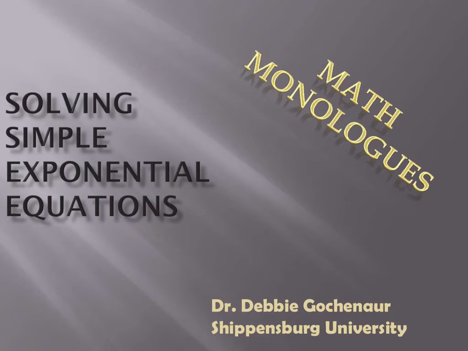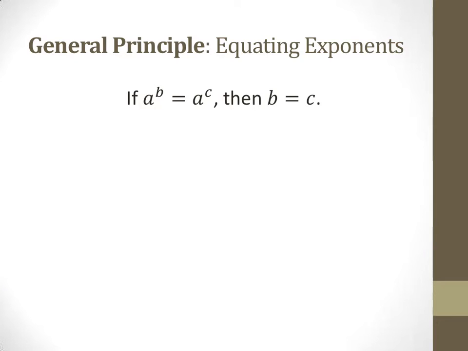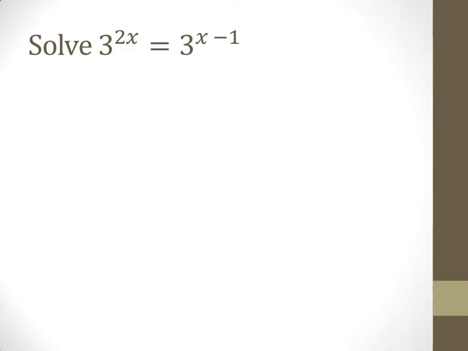Let's take a look at solving simple exponential equations. First, we have a property that says if we have two exponentials equal to each other, where the base is the same, so we have an a for both, then we can set those exponents equal to each other. We call this technique equating exponents. Notice you have to have a single exponential on each side, and those exponentials have to have the exact same base. So let's solve this one.